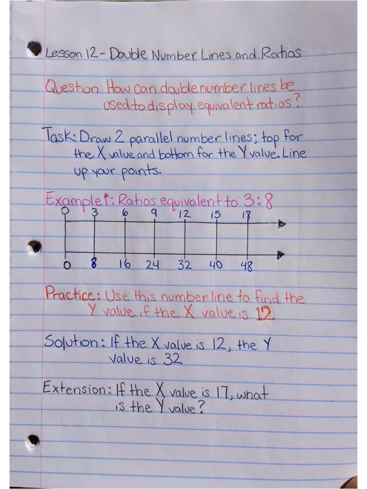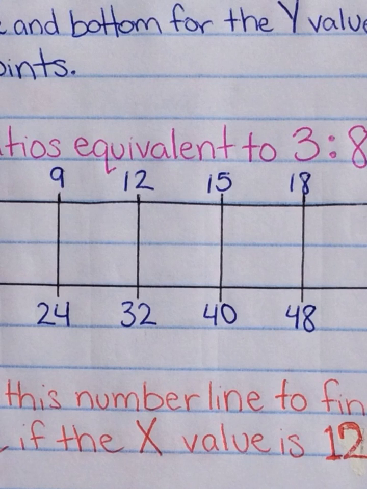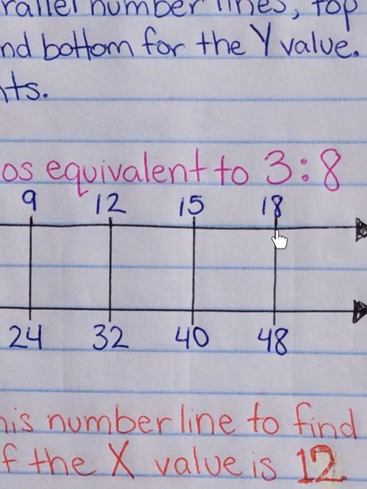I'm trying to figure out, if my x value is 17, what is the y value? Now, if you look here, we don't have a 17. We go from 3 to 6 to 9 to 12 to 15, and then we go straight to 18. 17 is going to be somewhere in between. Okay. Now there's two ways we can solve this problem. I'm going to show you the first way right now.